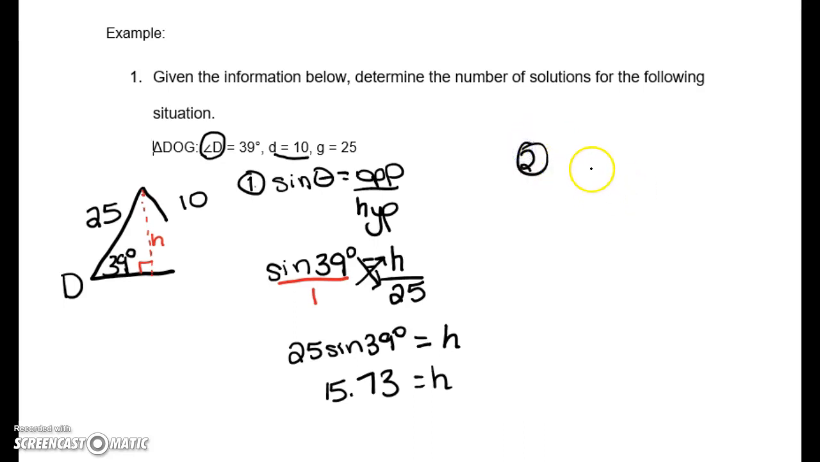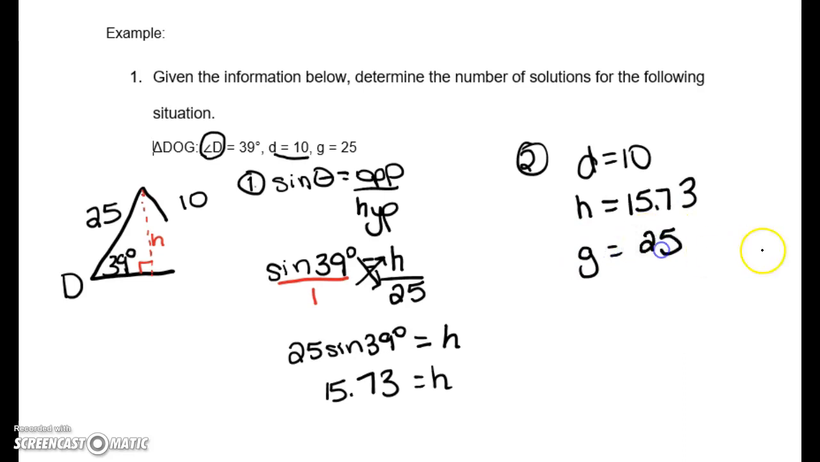So now our second step is we need to compare your side D with the height and your side G. So your side D is equal to 10. Your height is equal to 15.73. And your side G is equal to 25. So step number 1 is let's compare your side D to your height. According to this, your side D is 10 and your height is 15.73. So your side D is less than 15.73.